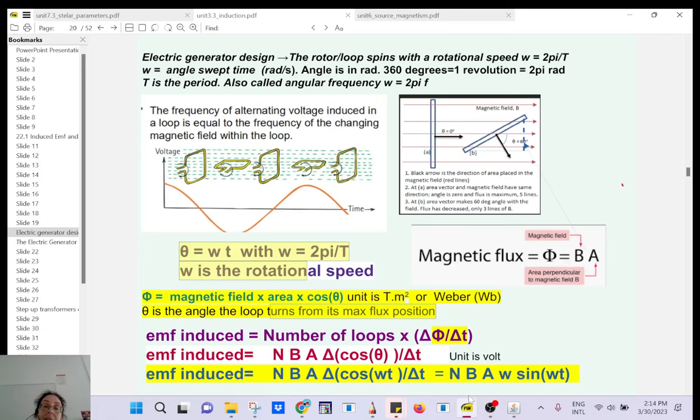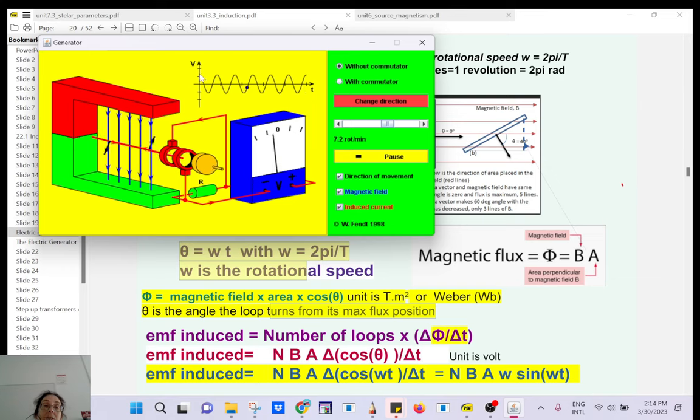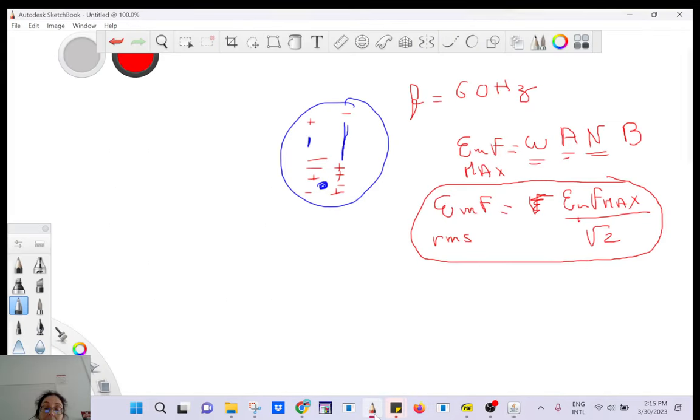Now, you see that it's changing with time, okay? So it's a sine wave. So here it's a cosine, because at zero you have a maximum. It doesn't matter if it's cosine or sine, it's still a sine wave. So I'm going to write the equation here. The EMF induced equals the maximum value, which depends on how fast it's spinning, the area, the number of loops, B. And here I'm just going to put sine.